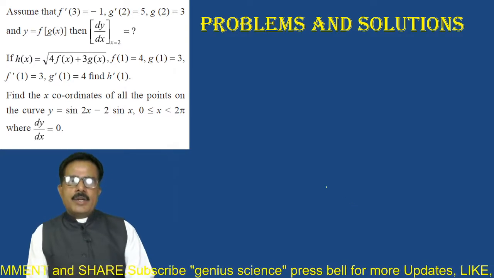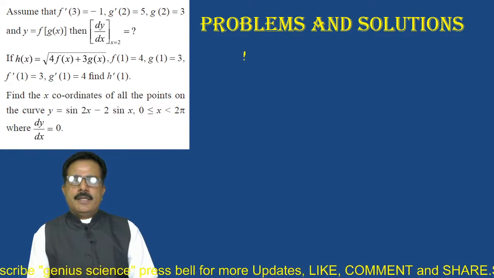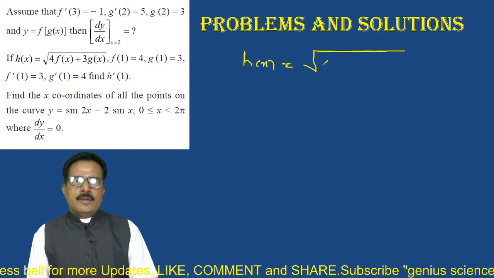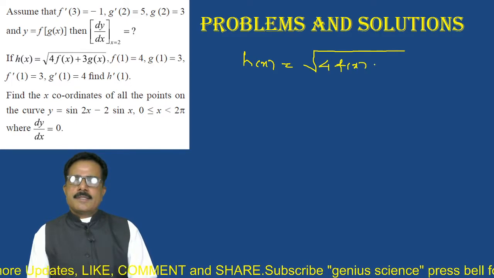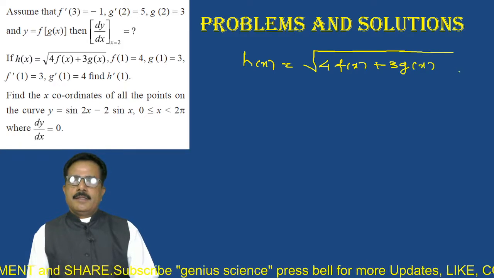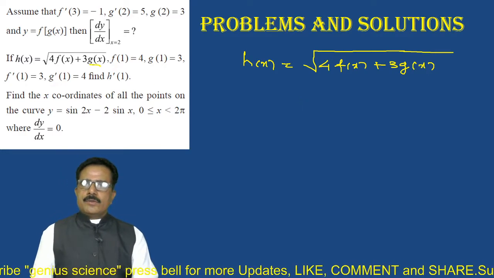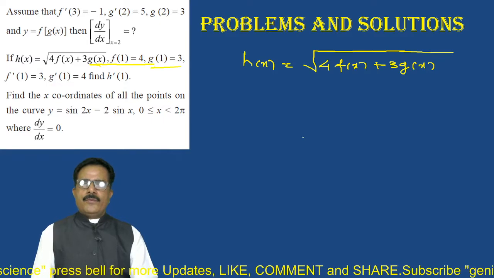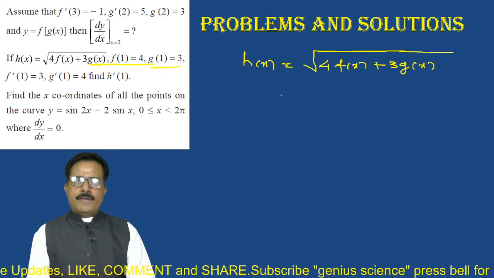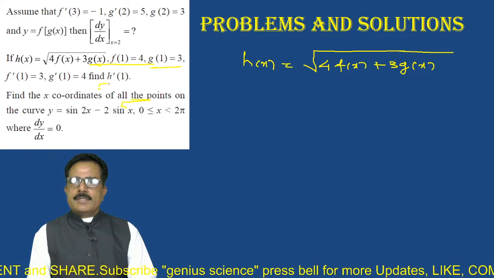This is also one important problem which is frequently asked in examinations. Now h of x equals root of 4 into f of x plus 3 into g of x. Also we are given, according to this problem, f of 1 is 4 and g of 1 is 3, which we have to put in later. Now we have to calculate h dash of 1.